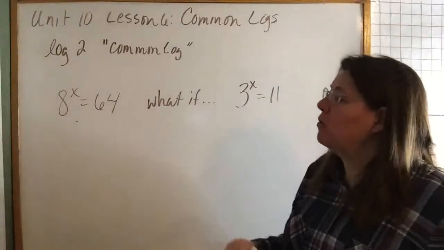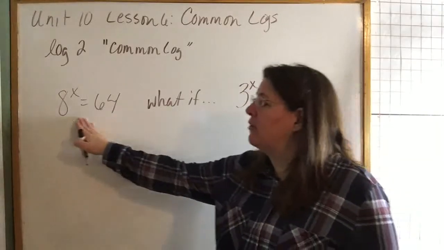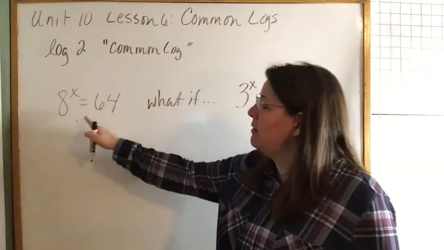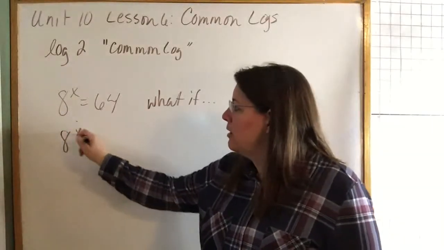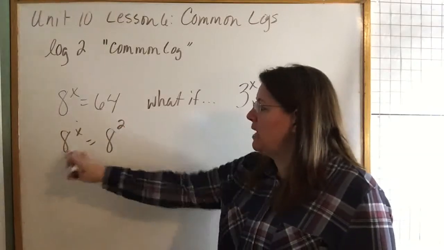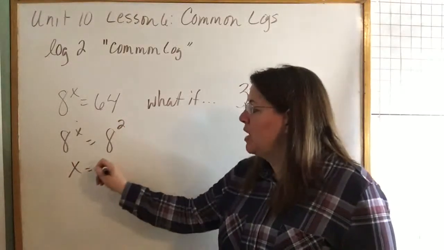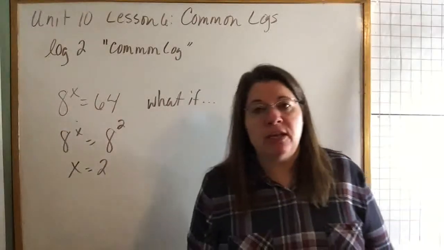Now, we've also said that we could solve a problem like this by converting these to both the same base. So this is 8 to the x. 64 is the same thing as 8 squared. So we can solve that by saying x equals 2. As long as we can get the bases the same, we can solve any equation that I give you.